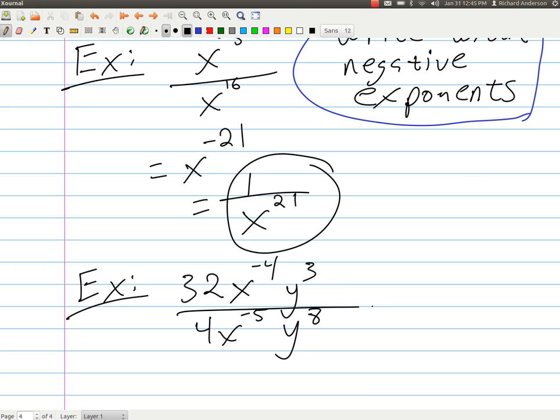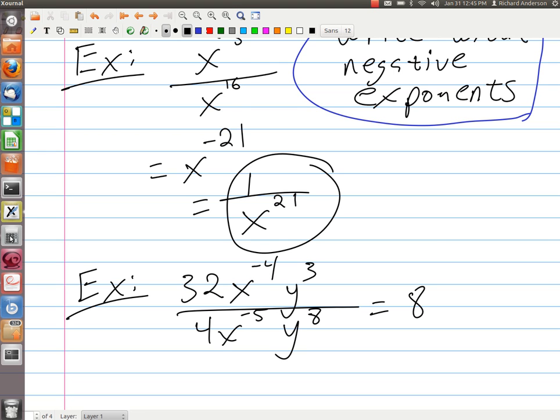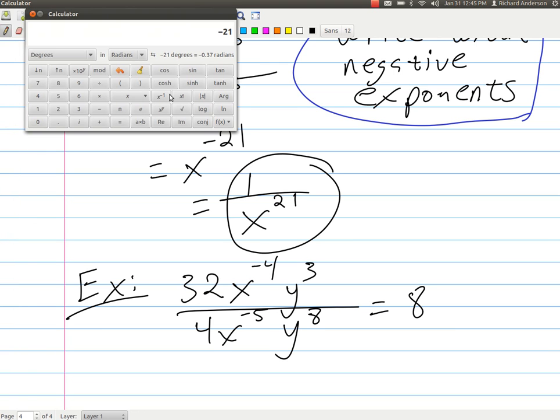I want to be sure that I take care of my simple arithmetic and division, and then change my exponents back to positive at the end. So here 32 divided by 4 is going to give me 8. Negative 4 minus negative 5, if I'm having a little trouble juggling all the sign rules in my head, then what I can do is just type it in on my calculator, and I'll get positive 1.